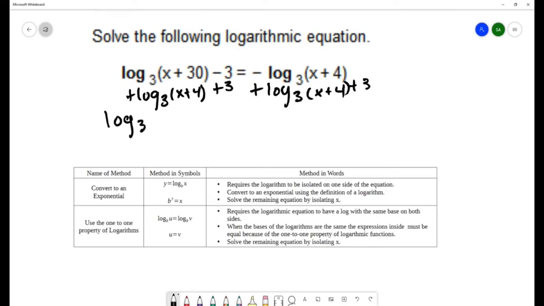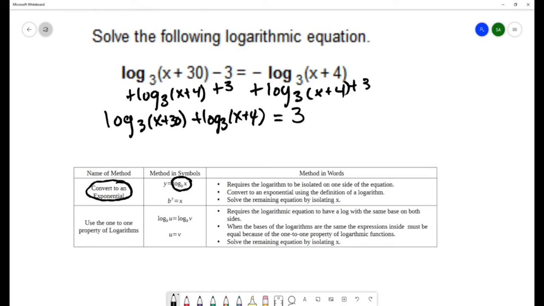Log base 3 of (x plus 30) plus log base 3 of (x plus 4) equals 3. So this is looking a little bit more like what we have in this method of converting to an exponential. But we need to go a step further. With this method, we need to have a single log, and we have multiple logs. So we're going to use our properties of logarithms.